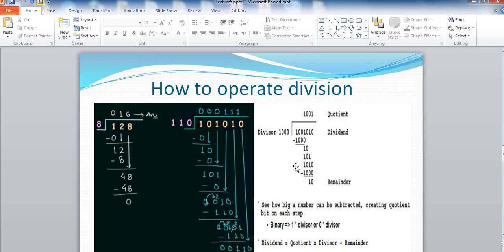However, now if you watch how the division works out, actually you are going to compare the dividend with the divisor. So the condition to put 1 or 0 in the quotient is that the dividend should be equal or bigger than the divisor. If it's smaller, we should put 0 in the quotient, and we take 1 from the dividend.